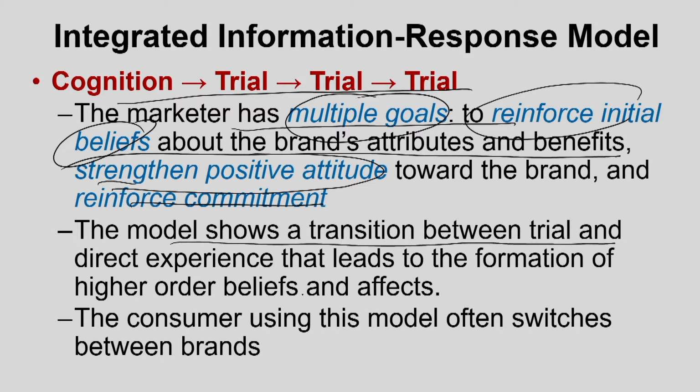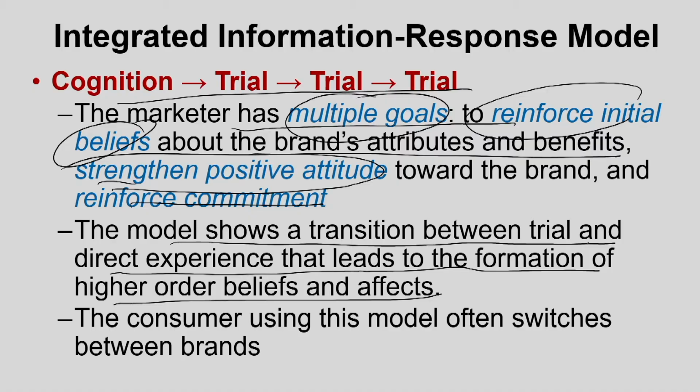The model shows a transition between trial and direct experience that leads to the formation of higher order beliefs and effect. Here what does the marketer do? In this case, the consumer actually tries a product, does not get the desired benefit and tries some other product, and it goes on trying different products, or within the product also different classes, different subcategories. For example, Nescafe, this is a product. So, I will try the decaf, then I will try some other form, the Irish Nescafe form, the main Nescafe form, the sweet Nescafe, the dark coffee and so on and so forth. So, I may go on from trying one subcategory to some other category.